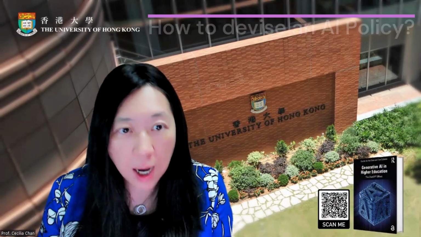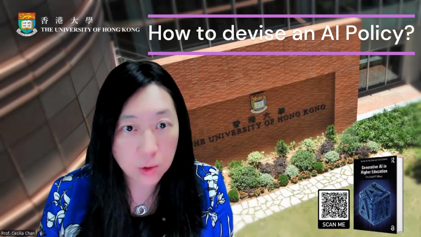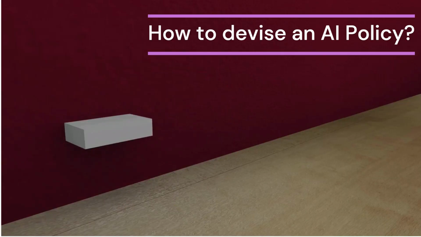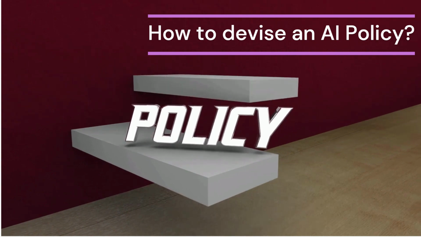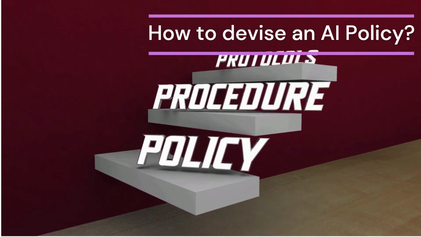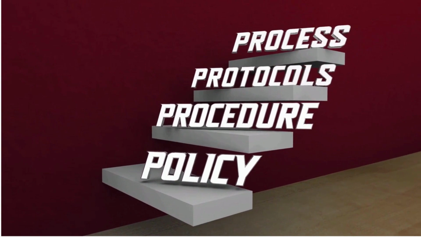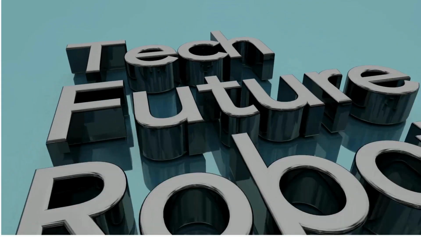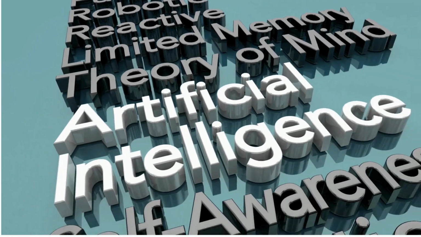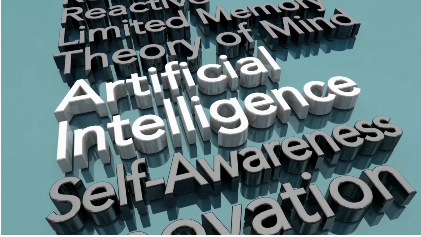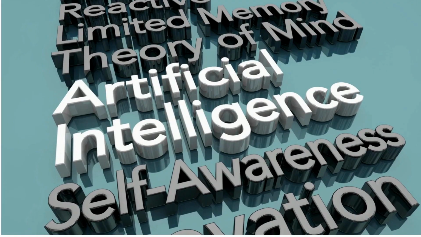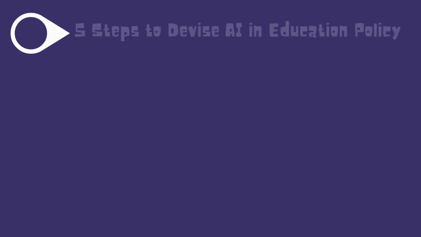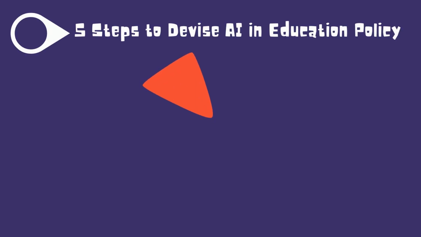Do you want to know how to devise an AI policy in your school or institution? Creating an AI policy within an education institution requires a well-thought-out approach. Devising, implementing, and monitoring an AI policy is an extensive process, and it should ideally follow a structured method. The following are the 5 steps to devising an AI policy.